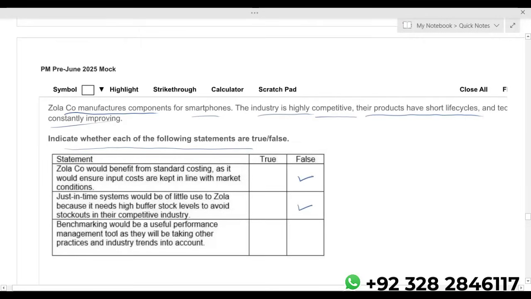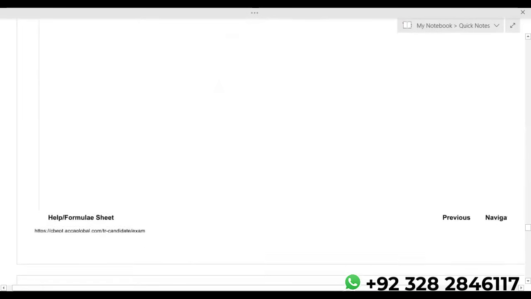Benchmarking would be a useful performance management tool. Yes. When the industry is highly competitive, why not find out a benchmark company and compare your performance against that benchmark company's performance.